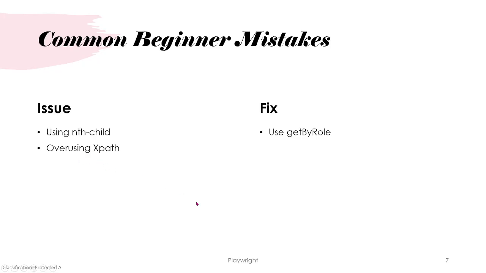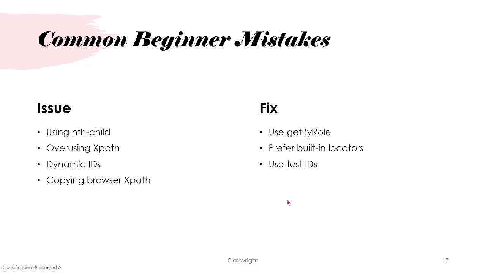Overusing XPath. Prefer built-in locators. Dynamic ID. Some web pages have a dynamic ID every time the page loads. So if you search for this dynamic ID, every time the dynamic ID is changed, so Playwright cannot find that ID. So use the test ID. Copying browser XPath. Refactor selectors.